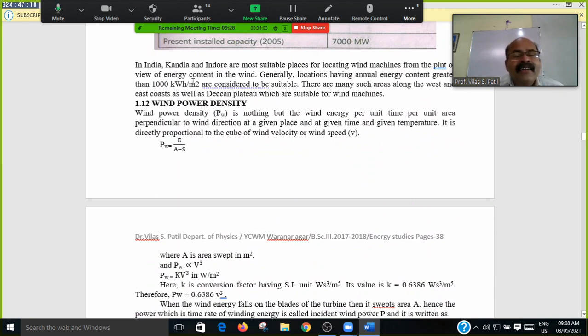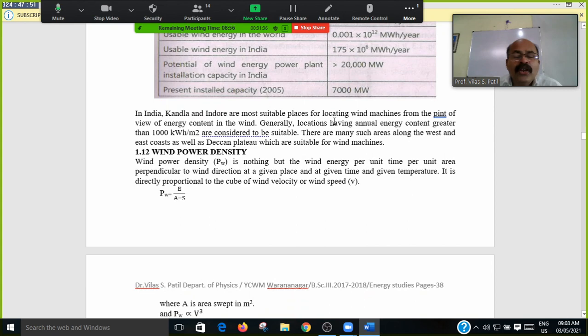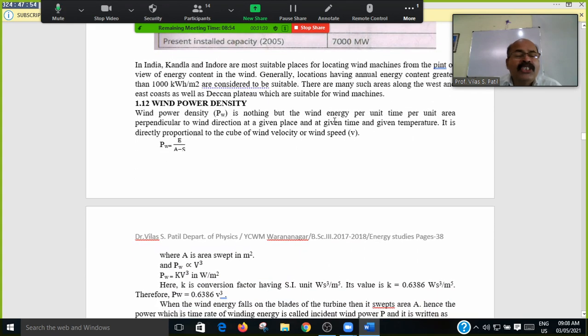In India, that is the Kandla, Indore is the most suitable place for locating the wind machine, and about 1000 kilowatt per meter square is considered suitable, and here there are many such areas along the west and east coast as well as the Deccan Plateau, which is suitable for the wind machine.